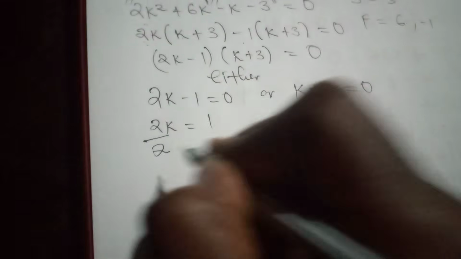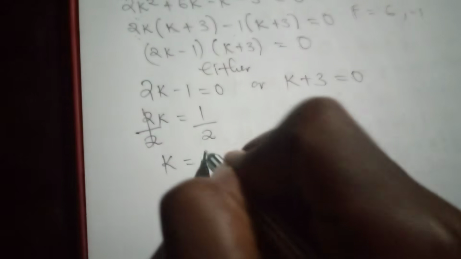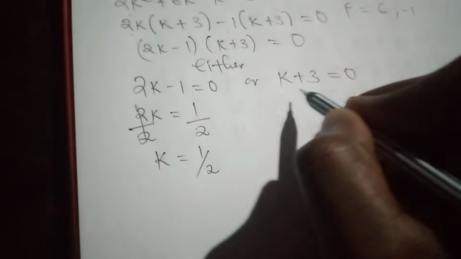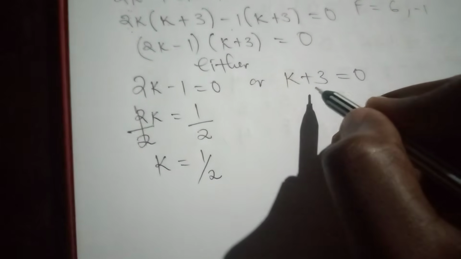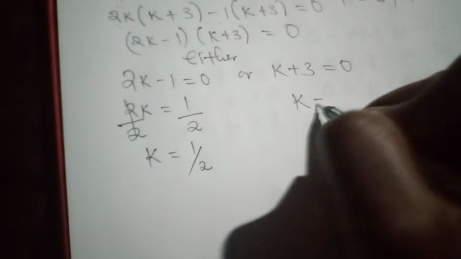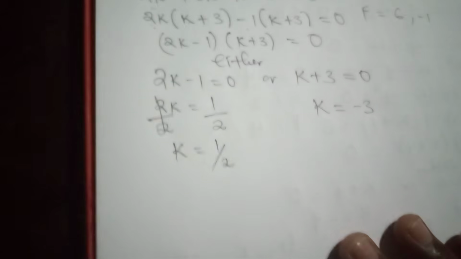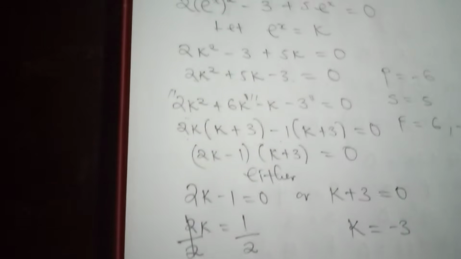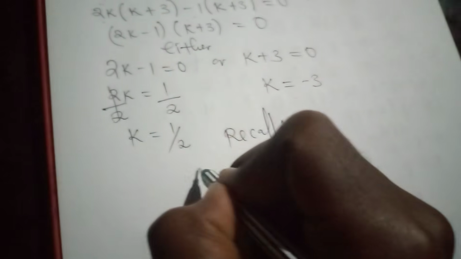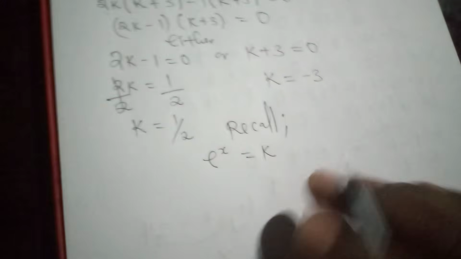So divide both sides by 2. So k equals 1 over 2. And then also this side, when that positive 3 crosses the equal sign, it becomes a negative 3. So from there you have to recall what you related. So recall that e to the power x is equal to k.